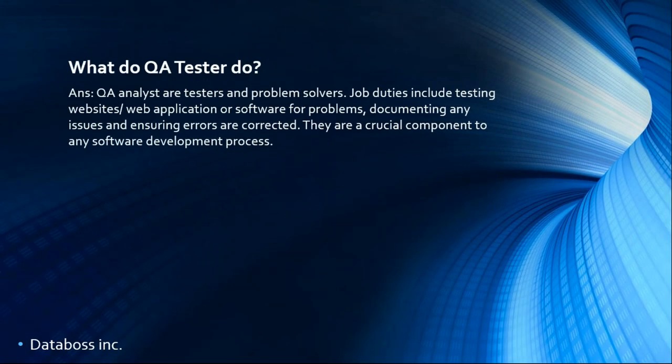And the next one is, as a tester, what you need to do as a role when you go to the job after learning all these things. As a QA analyst or tester, a problem solver, the job duties include testing a website, web application or any software. Mostly software right now is web applications. Previously, a lot were also desktop applications, like Microsoft Office, and CRM applications. Manufacturing companies also use desktop applications. And then documenting the issues, right?